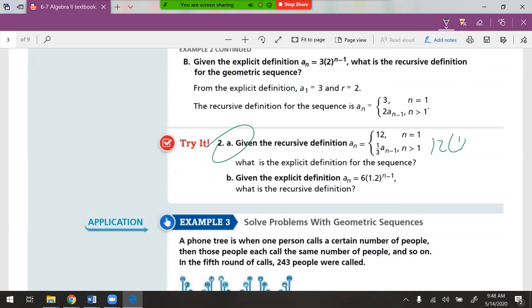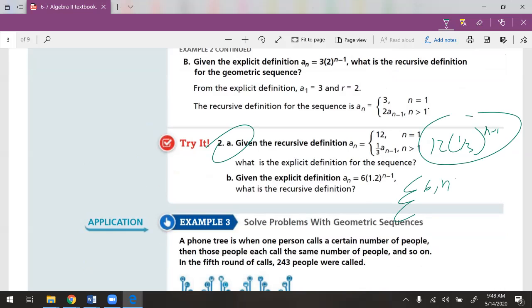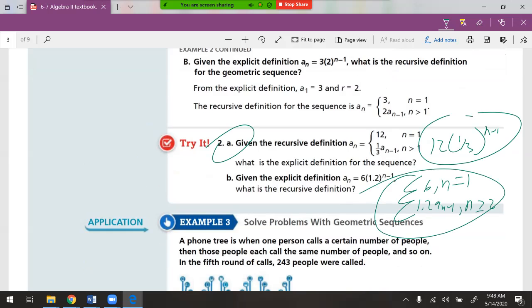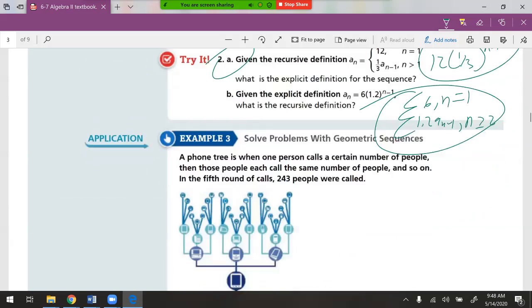Part A. Let's go from recursive to explicit. 12, 1/3, n minus 1. Done. Explicit to recursive. First number is 6, and you're multiplying by 1.2. There you go. Done. That's it. That's how I'm going to feel if you guys find this difficult. No questions. Not taking questions, even though I can't.